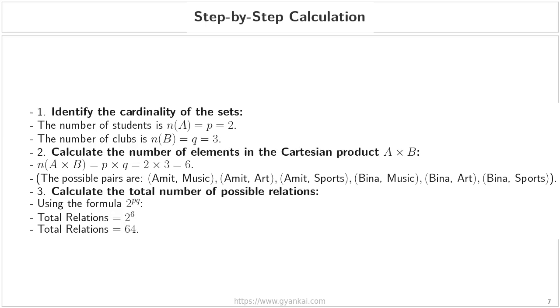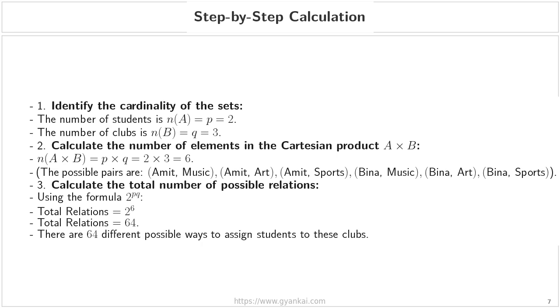Finally, we apply the power set formula we discussed in the previous slide to find the total number of possible relations. We take 2 raised to the power of P times Q. Since our P times Q is 6, we are calculating 2 raised to the power of 6. When you compute 2 to the power of 6, you get 64. So, to wrap this up, there are 64 different possible ways these students can be assigned to these clubs. This includes everything from everyone being in every club to no one being in any club at all.